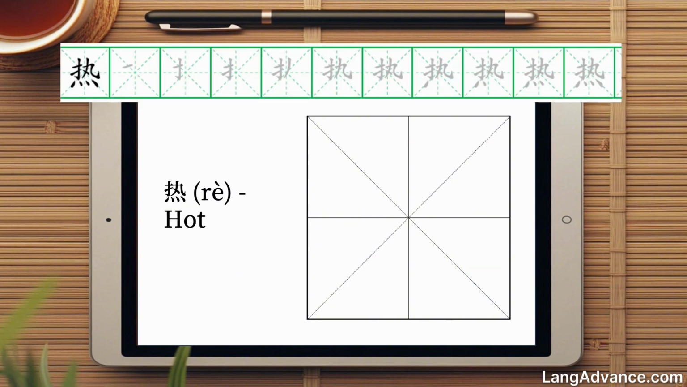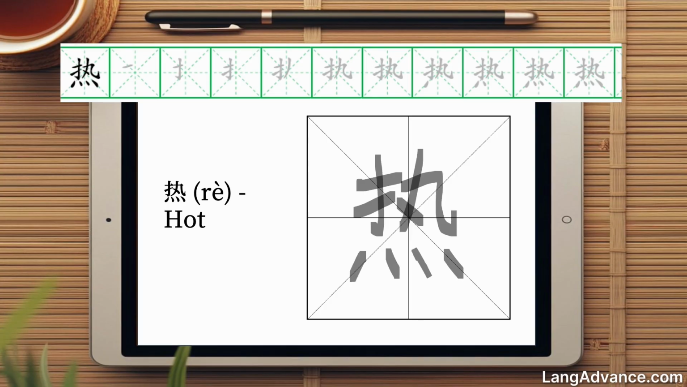Let's write 热, which is hot. A lot of words are associated with hot, for example, hot soup, 热汤, or hot water, 热水. But anyway, let's see how you write 热 in Mandarin Chinese. Okay, there are two parts. Let's break it nicely so you can see this part.